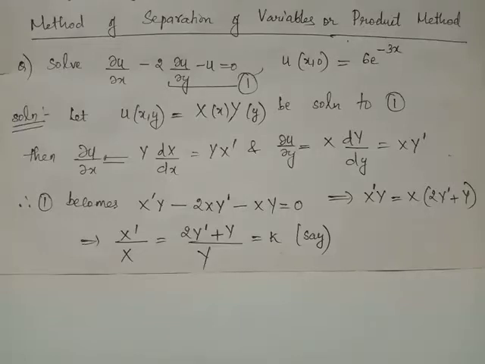Method of separation of variables or product method can be used to solve partial differential equations. Let's look at an example. Solve ∂u/∂x − 2 ∂u/∂y − u = 0, if it is given that u(x,0) = 6e^(−3x).